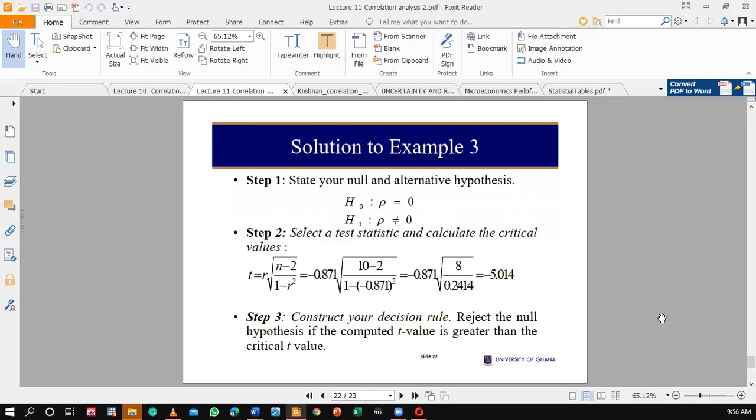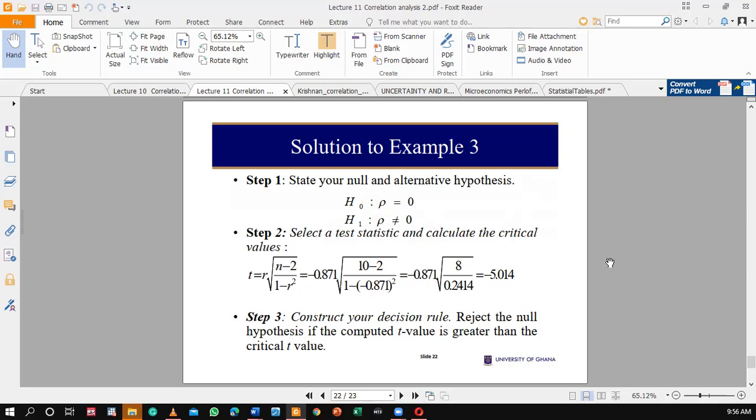First, you need to state your hypothesis. So your null is rho is equal to 0, the alternative is rho is not equal to 0. Then you have to calculate your test statistic. So t is equal to r times the square root of n minus 2 over 1 minus r squared. This is r, so just substitute your r. n is 10. So just simplify, and then we are getting minus 5.014.